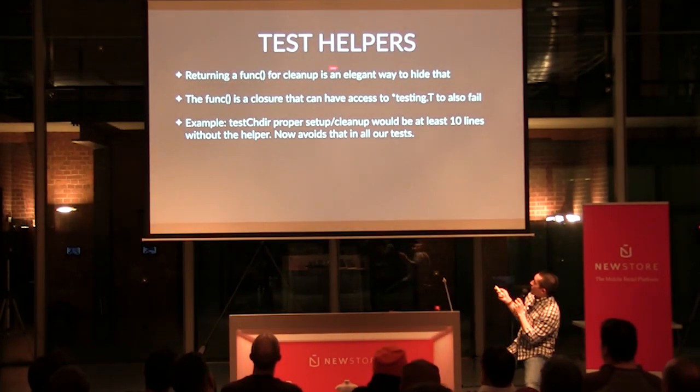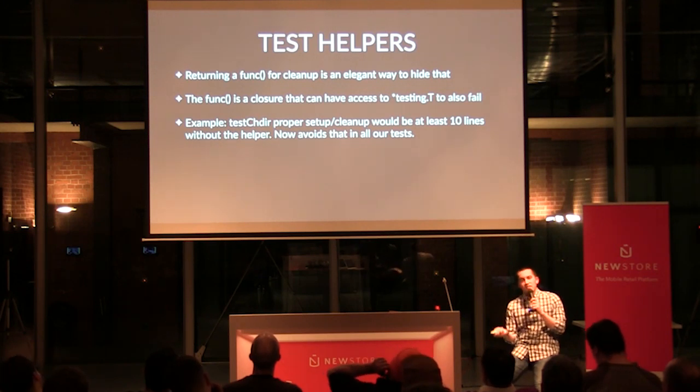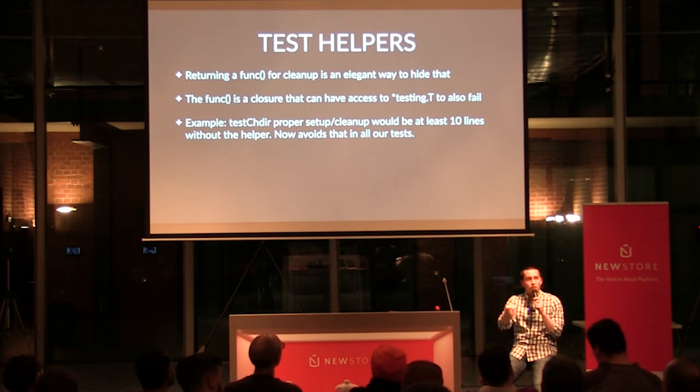So returning a func for cleanup is a really nice, elegant way to do cleanup. I see a lot of test helpers out there that do return things like I/O closers. That's what we started with, is we would create custom I/O closers that the defer would always be thing.close, which is a very Go idiomatic way to do things.